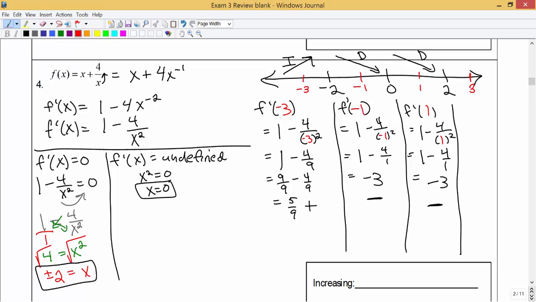Lastly, we'll choose a value to the right of 2. I'm going to choose 3. We're going to plug that into our first derivative. And this, once again, will be very similar to the value we got for negative 3. That's 1 minus 4 ninths, and we already know that that's going to equal 5 ninths, which gives us something positive. So we have a positive slope from 2 to infinity, so we're increasing there.